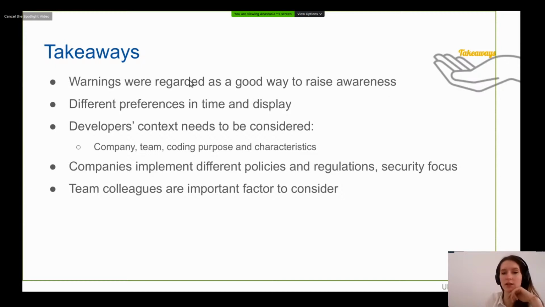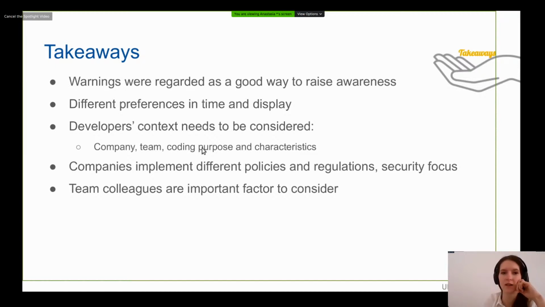And also the characteristics of the developers need to be considered. There are developers who are more security aware because maybe they are working in a company which is security aware. So companies implement different policies and regulations, and the security focus of the companies is different. And team colleagues are also an important factor to consider, because some participants noted that they would like to delegate their tickets to colleagues, and others said that if they would delegate the ticket, the issue would be lost and nobody would deal with it.